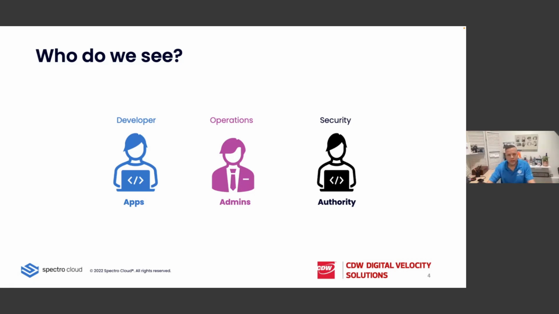So today in this presentation, we're going to talk about three different kinds of personas that we see. And we're going to heavily focus on the two personas on the left, app developers and operations. All the while, those two collaborate together with the security team to deliver secure and fast applications.